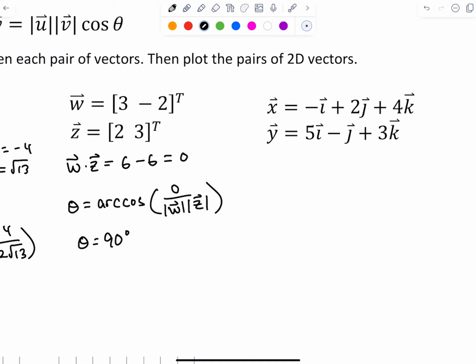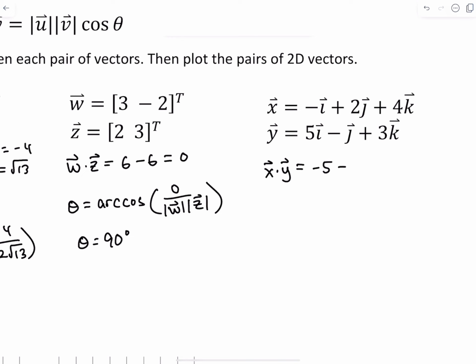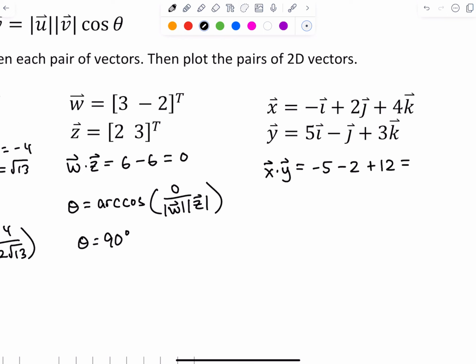First, we'll find the dot product of x and y. Multiplying the first components, we get negative 5. Multiplying the second components, we get negative 2. Multiplying the third components, we get positive 12, giving us a dot product of 5. Now, the magnitude of vector x is the square root of, and then square each component and add together. So negative 1 squared is 1, 2 squared is 4, and 4 squared is 16. So we get radical 21.